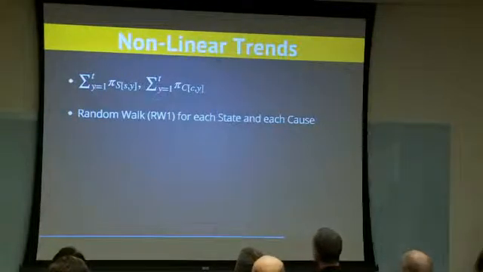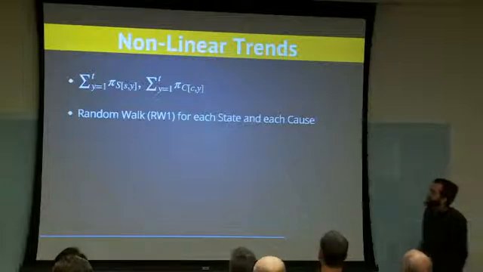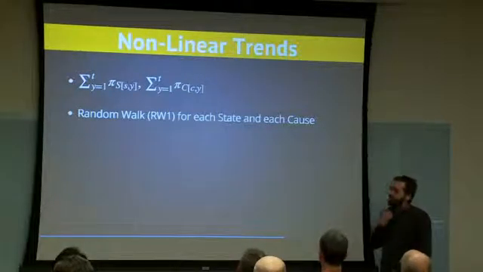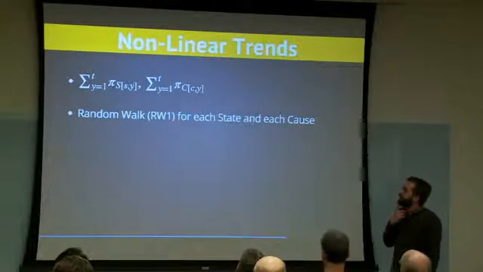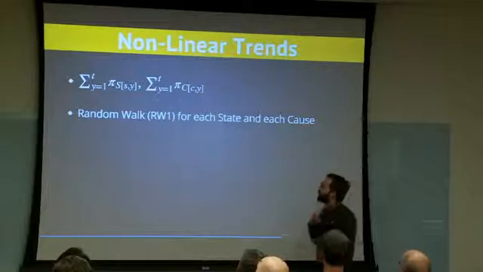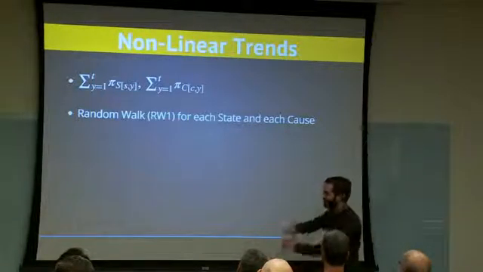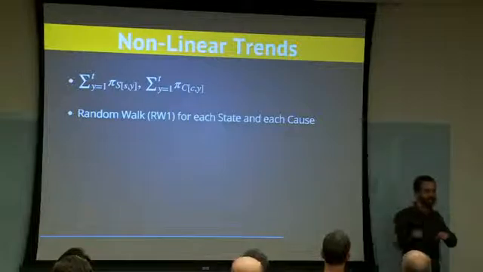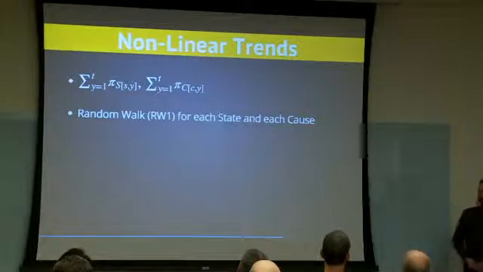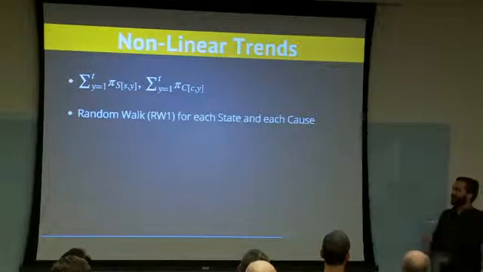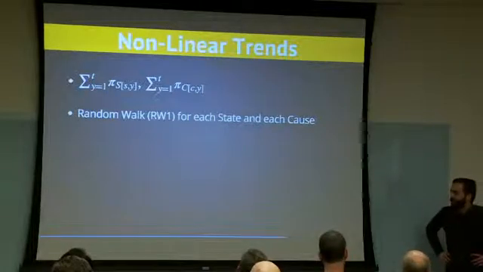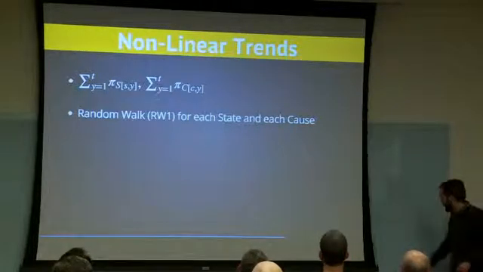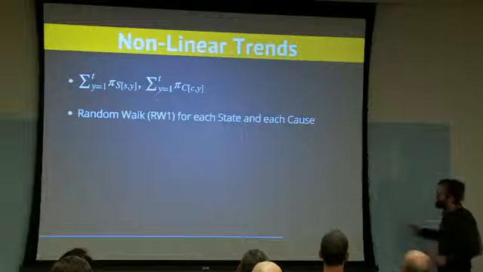And then the last terms are these nonlinear trends. And these are just random walks. What the random walk does is you just have a zero-centered parameter, and then you just sum up the one before it, all the ones before it, to get your estimate. And what that results in is you get a nice funneling of uncertainty.